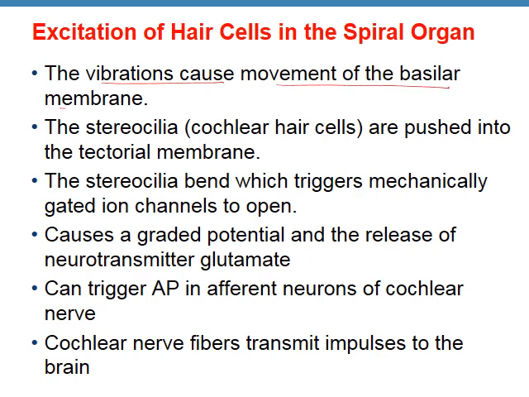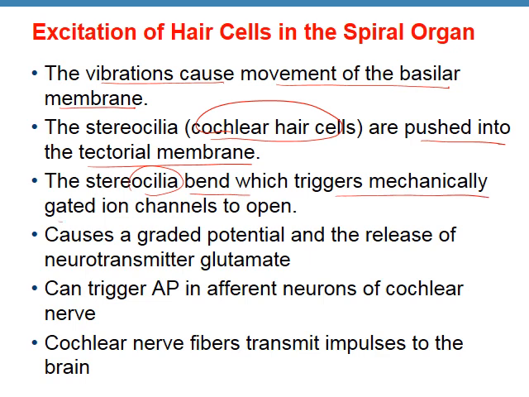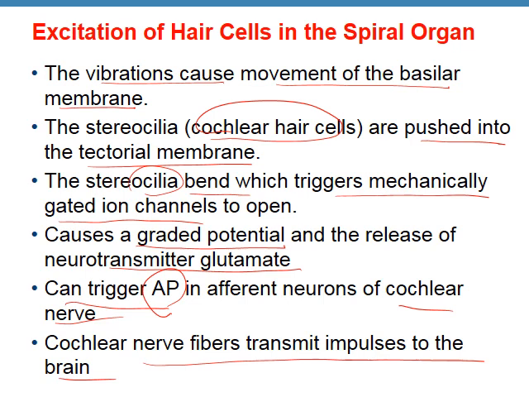Vibrations cause the movement of the basilar membrane. The cochlear hair cells are pushed into the tectorial membrane, that's the ceiling. The stereocilia bend, which triggers a mechanical ion channel to open, causing a graded potential and the release of a neurotransmitter. You can trigger an action potential in the cochlear nerve. Cochlear nerve fibers transmit the impulses to the brain. So if the sound is loud enough, the graded potential, or local potential, will turn into an action potential, and then that message will be sent to the brain.